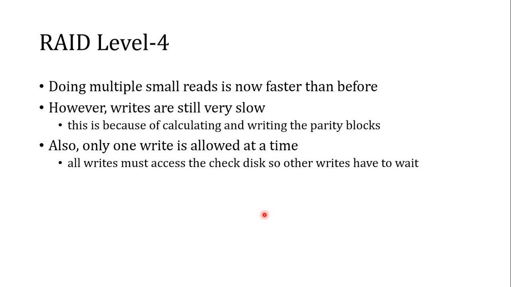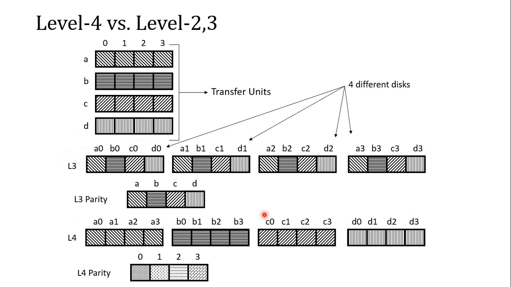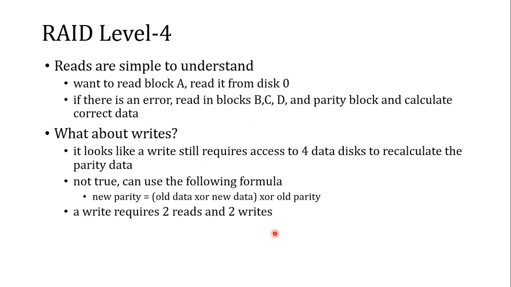Doing multiple small reads is now faster than before. However, writes are still very slow. Write is still not improving, because of calculating the write and the parity blocks. Also, only one write is allowed at a time because it is working on some blocks. All writes must access the check disk, so other writes have to wait, because one block is being read and one block is being written at the same time, and in that time you are not allowed to work with the other blocks. So that is the problem of RAID level 4.